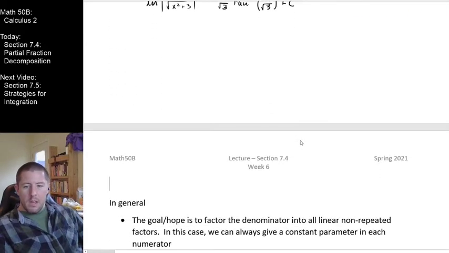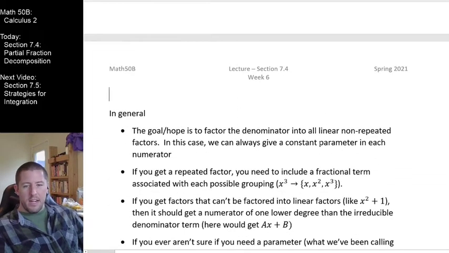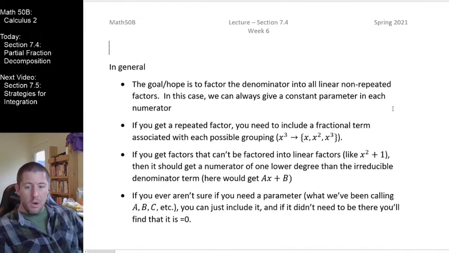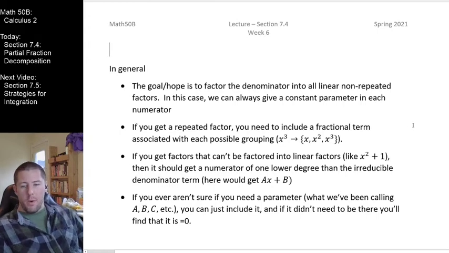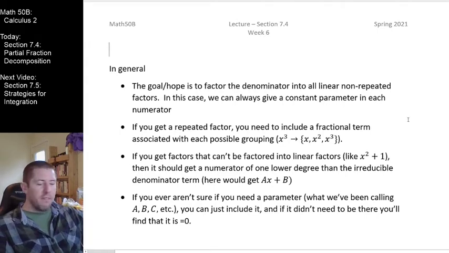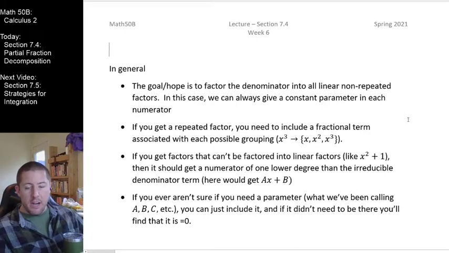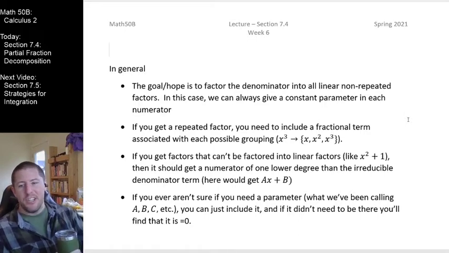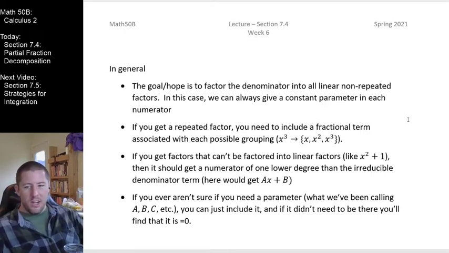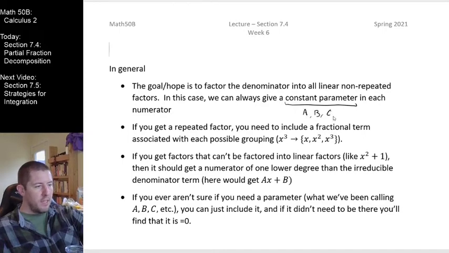Cool. So let's summarize what we've seen, and then let me tell you a very nice thing that's going on here. The goal or hope whenever we're seeing these rational functions is that we can factor the denominator into all linear, non-repeated factors. That's your easiest case scenario. That's when the integration is just directly straightforward once you've decomposed, like our first example. And in those cases, we can always just give a constant parameter for each numerator, right? When I say constant parameter, I just mean A, B, C, etc.